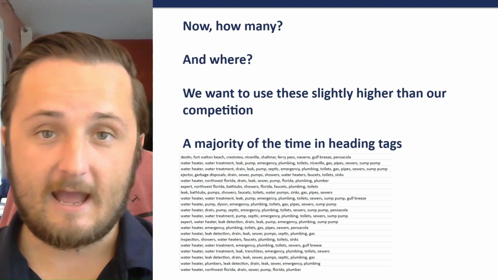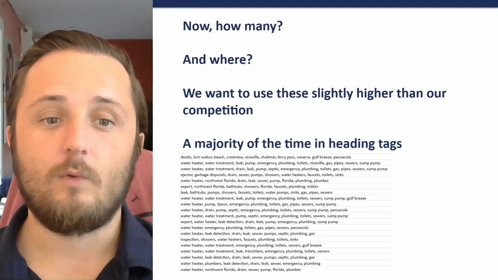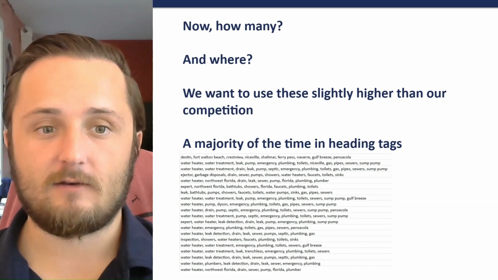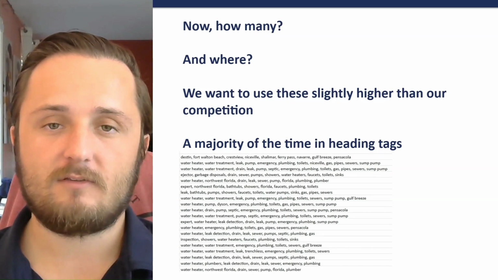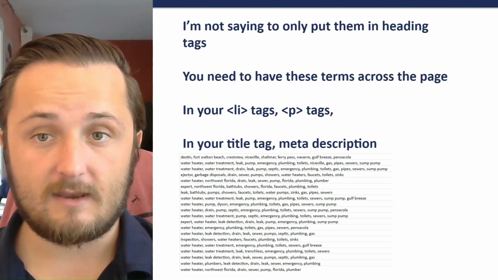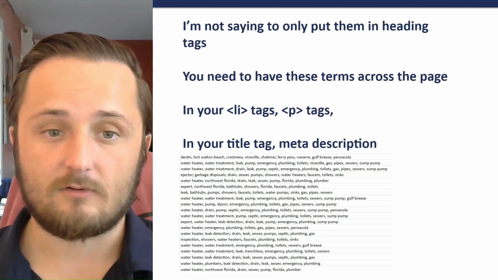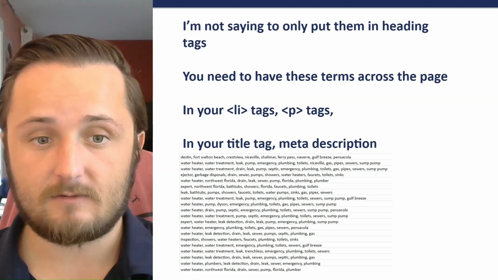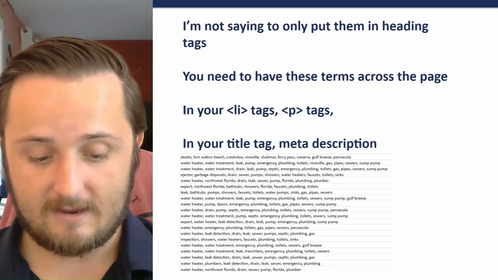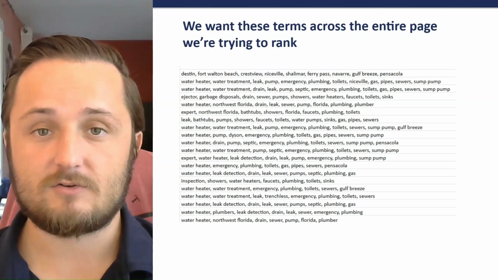Now, how many of these keyword variations do we want to use and where? We want to use these slightly higher than our competition a majority of the time in heading tags. I'm not saying to only put them in heading tags. You need to have these terms across the page in your list tags, your P tags, in your title tag, and meta description. We want these terms across the entire page we're trying to rank.